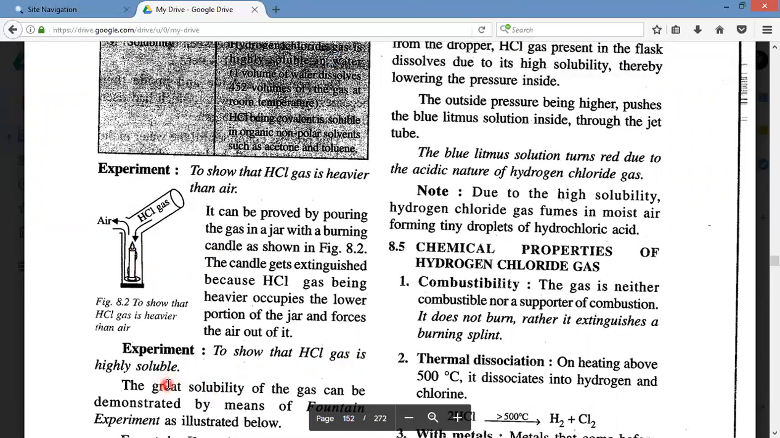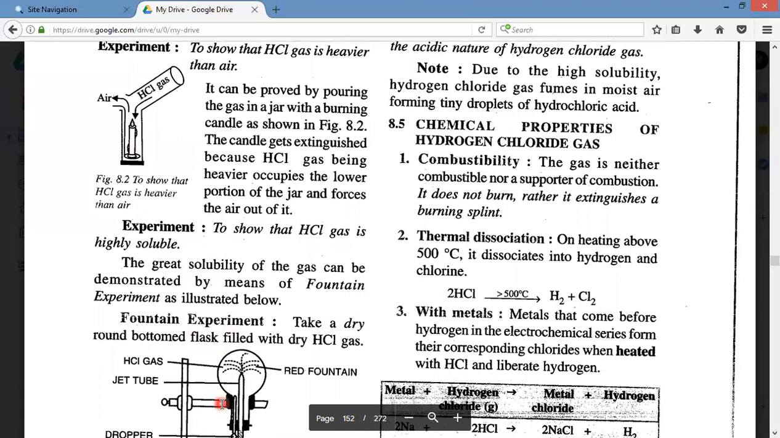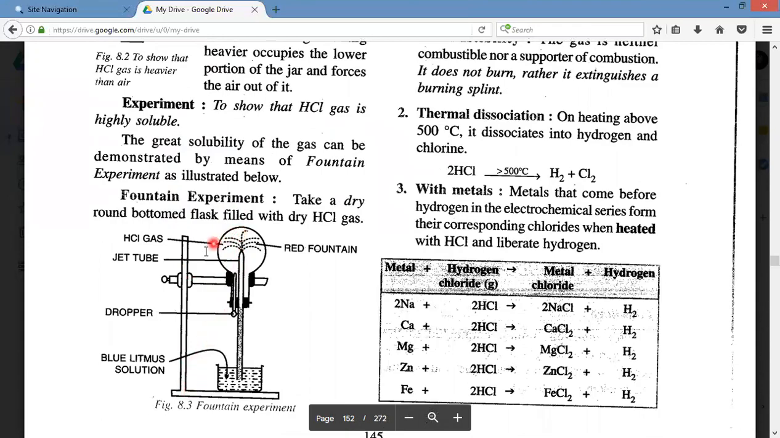How to prove that it is highly soluble in nature? High solubility can be proved by the fountain experiment. This fountain experiment is based on the diffusion or the difference in pressure. For that one, first of all, we have to set up the apparatus.